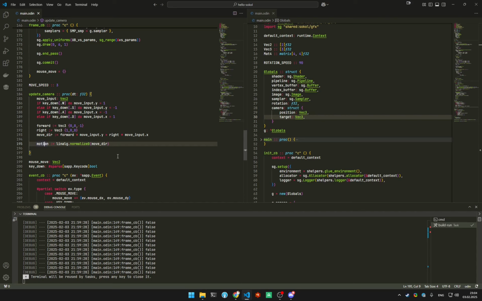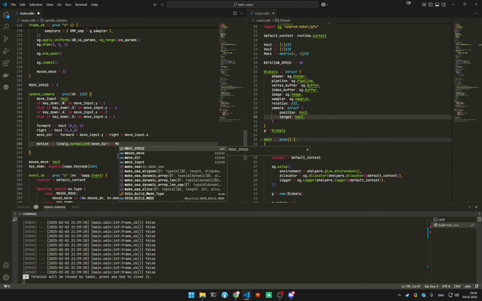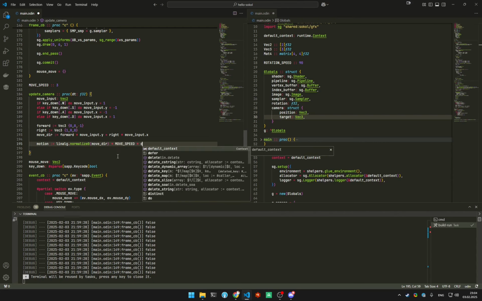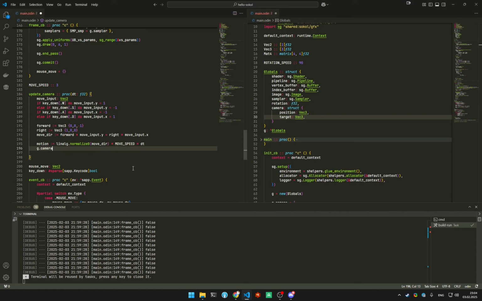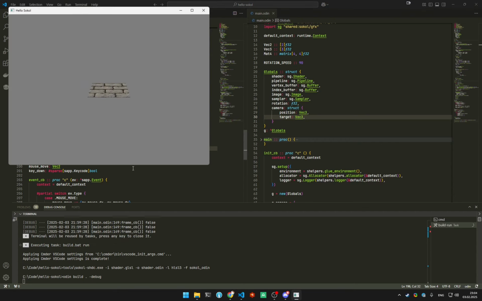So we want to have our movement direction, then finally multiply this by the move speed and multiply this by the delta time. So the motion represents how much did we move this frame in which direction. And this is something that we can easily just add to our camera. And now if we run, and I can press, and we can actually already move.